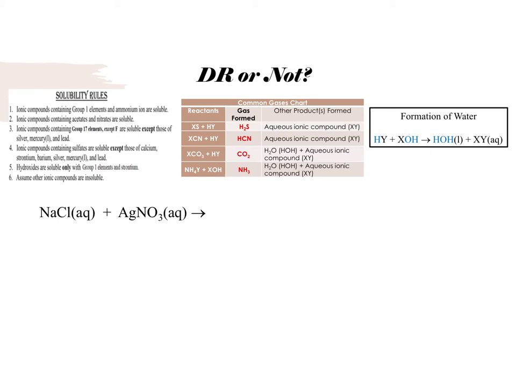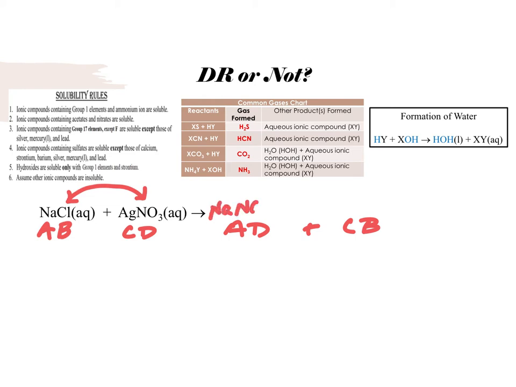Try to decide if any of those things formed that indicate definitely a reaction occurred. Let's look at this first one. We have our AB plus CD. We know we're going to get AD plus CB. So we've got trading of places here with replacement. We're going to have NaNO3 plus AgCl. And in this case, everything's already balanced, but if you needed to balance by putting 2s or 3s or whatever in front, make sure you do that also.